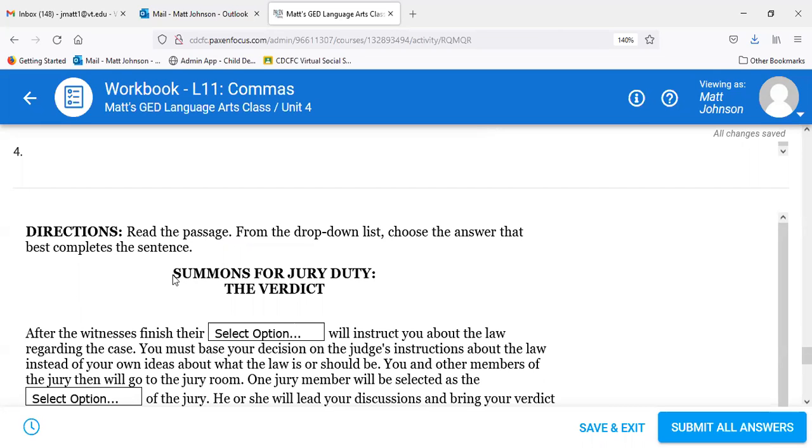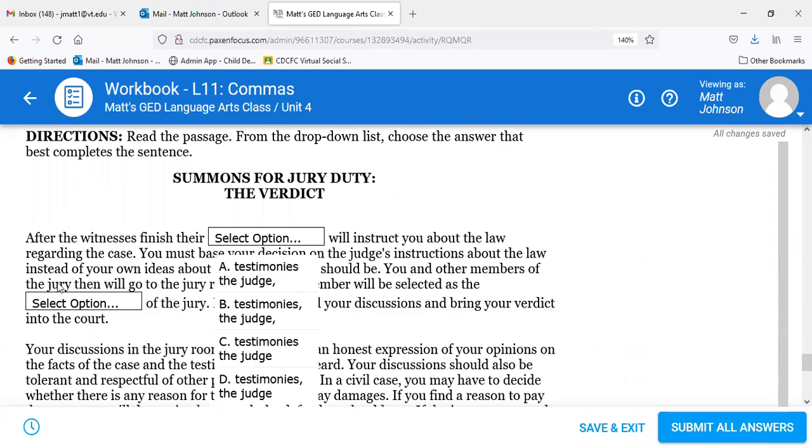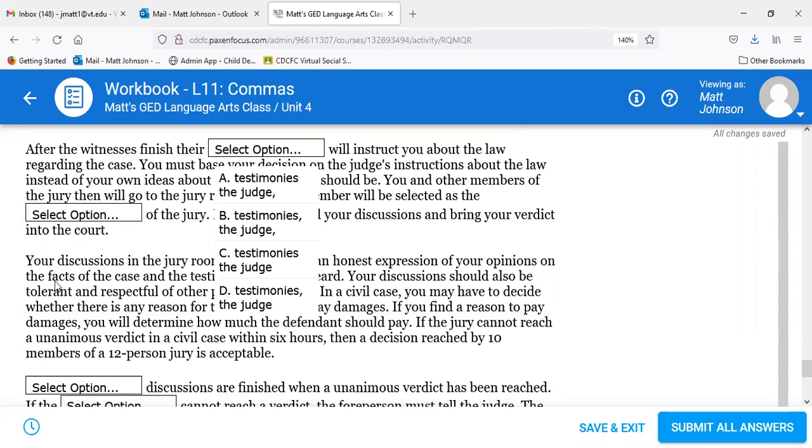Summons for jury duty, the verdict. After the witnesses finish their testimonies, the judge will instruct. D. Yep. There's that introductory phrase again, right?